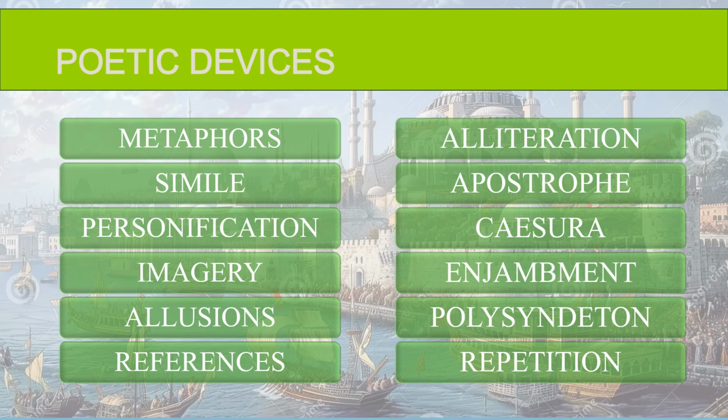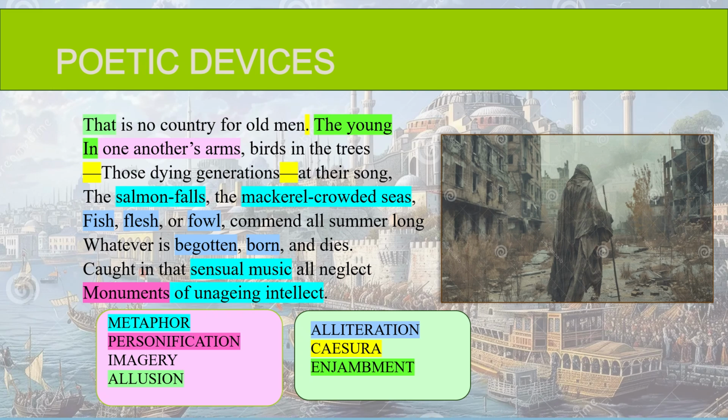There is an oxymoron, though there wasn't much space. In fact, there are a lot of poetic devices. These are just a handful: metaphor, simile, personification, imagery, allusions, references, alliteration, apostrophes, caesura, enjambment, polysyndeton, repetition. So here we see metaphor. This color and the metaphors are of the same color: salmon falls, mackerel crowded seas, sensual music, monuments of unaging intellect.